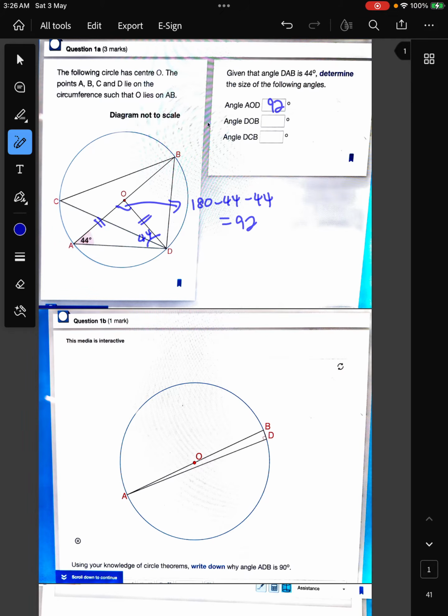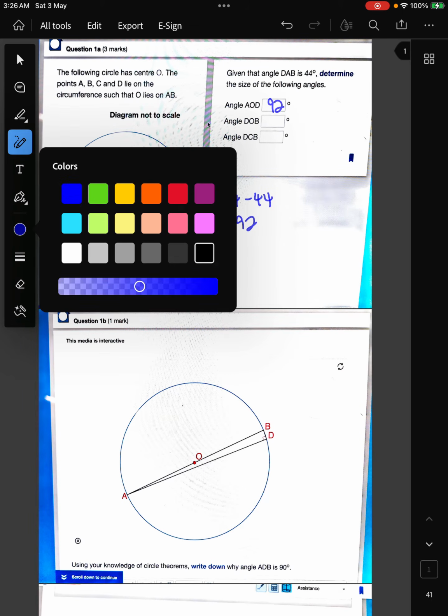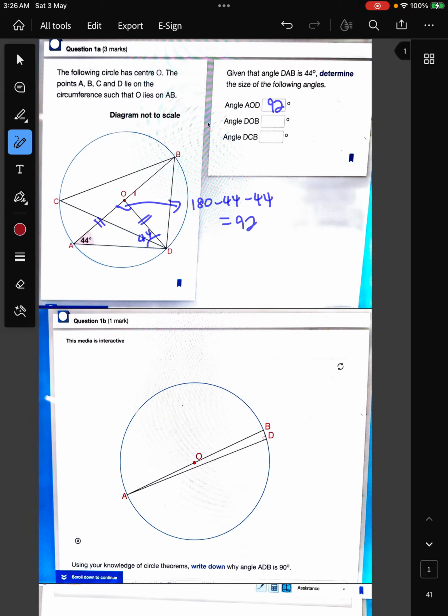Now the next one we're going to be doing is finding AOB. Let me just take a different color. So we're going to find this angle, which is DOB. Obviously these two angles are supplementary. So I'm going to take 180, subtract the previous answer that we have, which is 92. That gives me 88 degrees. Alright, so it looks pretty good. I'm going to put 88 here.